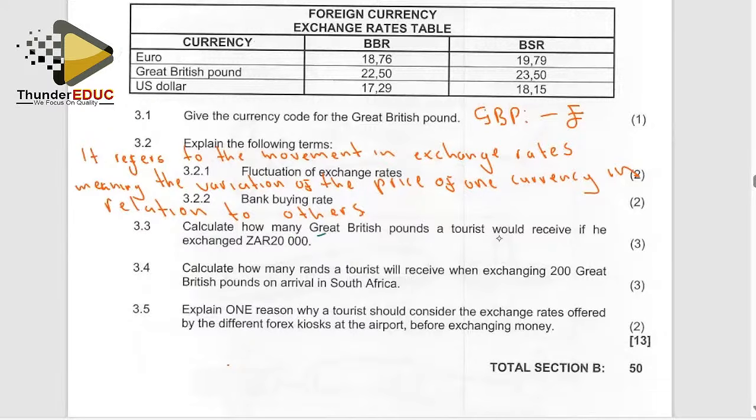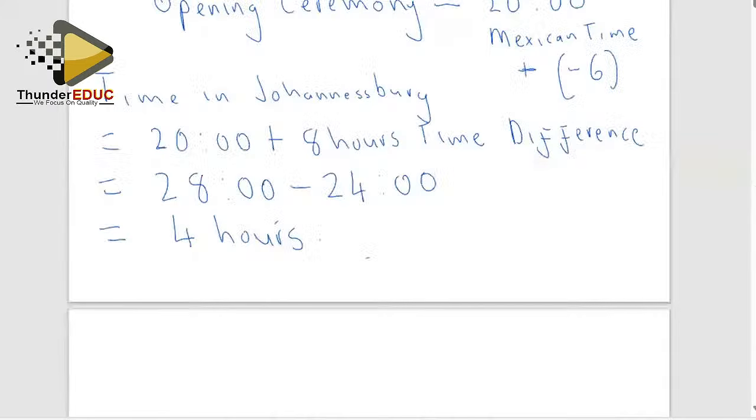So this is basically from South African Rand, which is ZAR, to Forex. We need to determine the formula first. When you're moving from South African Rand to Forex, you are supposed to divide by BSR. So we are moving from South African Rand, we have 20,000, to Forex. We divide by BSR. Let's take it to the whiteboard.